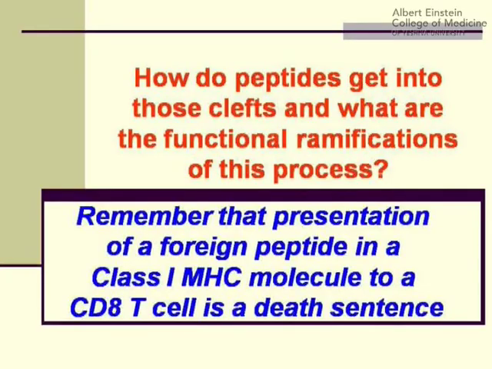Okay, so now the next question is, how do peptides get into those clefts? And what are the functional ramifications of this process? And again, as we've said over and over again, presentation of a foreign peptide in class 1 is a death sentence. So it's really critical to make sure that you put the right peptide in the right MHC molecule. So how does this happen?